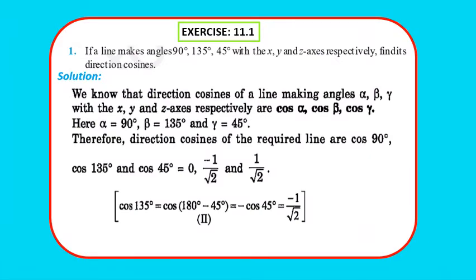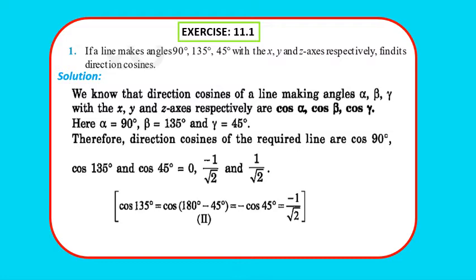So keeping all these points in mind, let's start exercise 11.1. Question 1 is, if a line makes angle 90 degree, 135 degree, 45 degree with the x, y and z axis respectively, find its direction cosines.